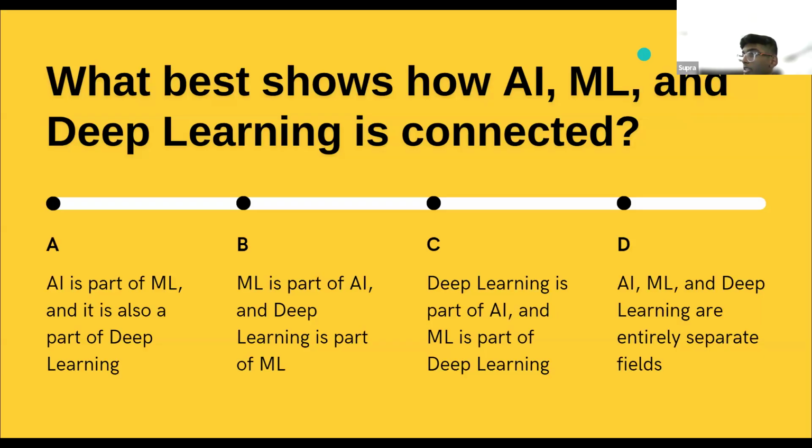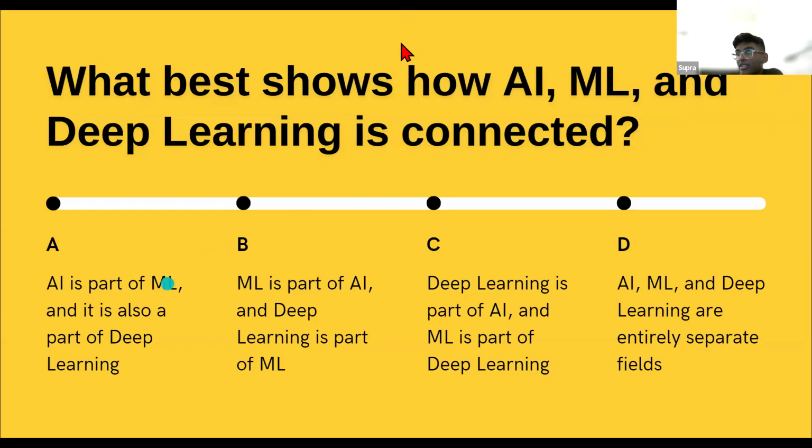Okay, Kashyap, message B. Oh wait, I just said it. Okay, now there's not really any point in me waiting for everyone because I just said it by accident. But well, now you know the answer. I won't do that next time, hopefully. But what best shows how AI, ML, and deep learning are connected?